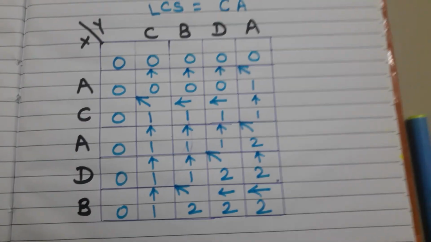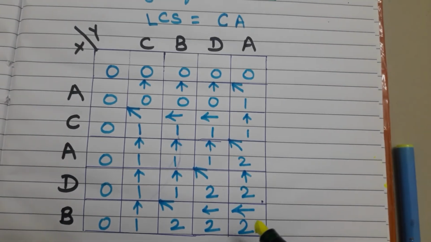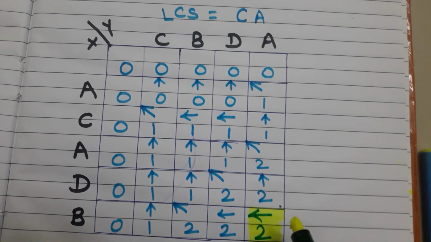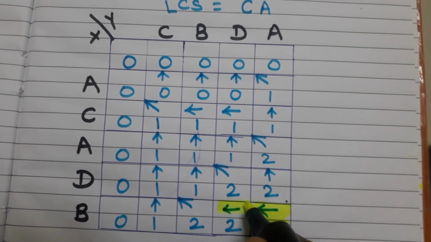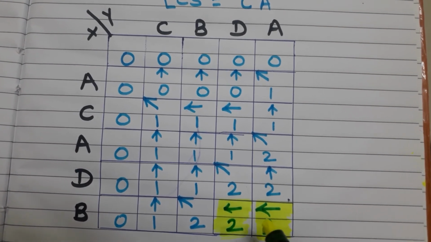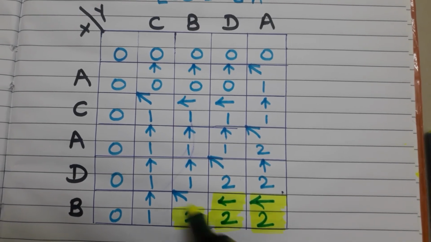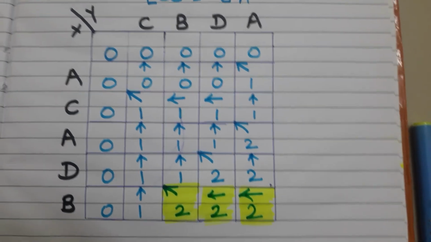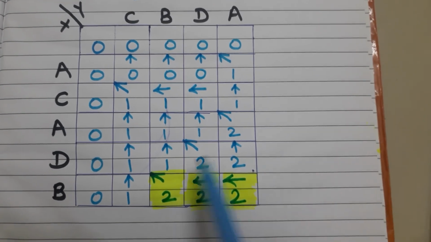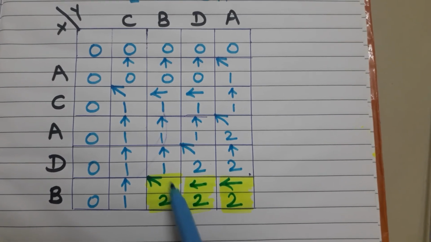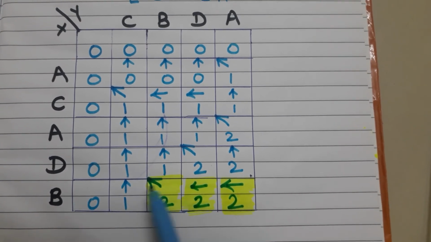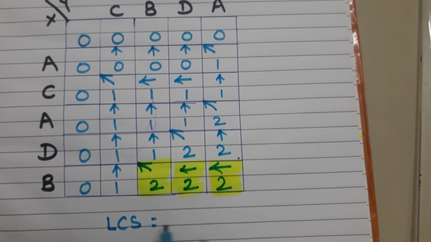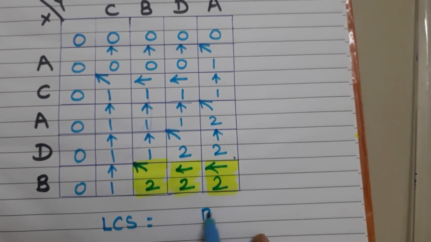Another solution can be like this. Here we will highlight our last row, last column. It shows the previous row, so we will highlight it. After that, it will point to the diagonal arrow, so we will select the diagonal arrow. This diagonal cell points to B. So therefore our common subsequence has B.